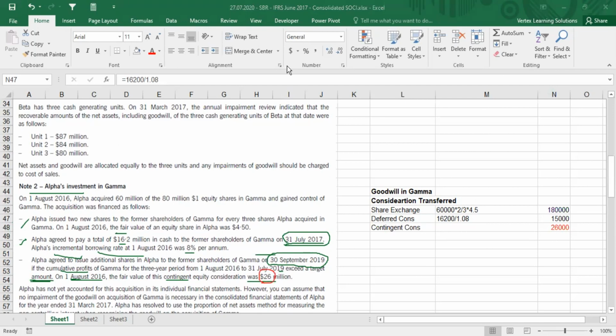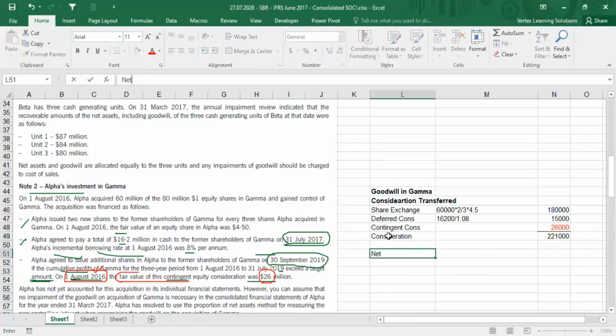Why do we not discount? Because it says that on 1st August, which means the current date, the fair value of this is already the fair value, which means that it is already discounted. It is present value. So this is what you are giving away. This is 221 million consideration.